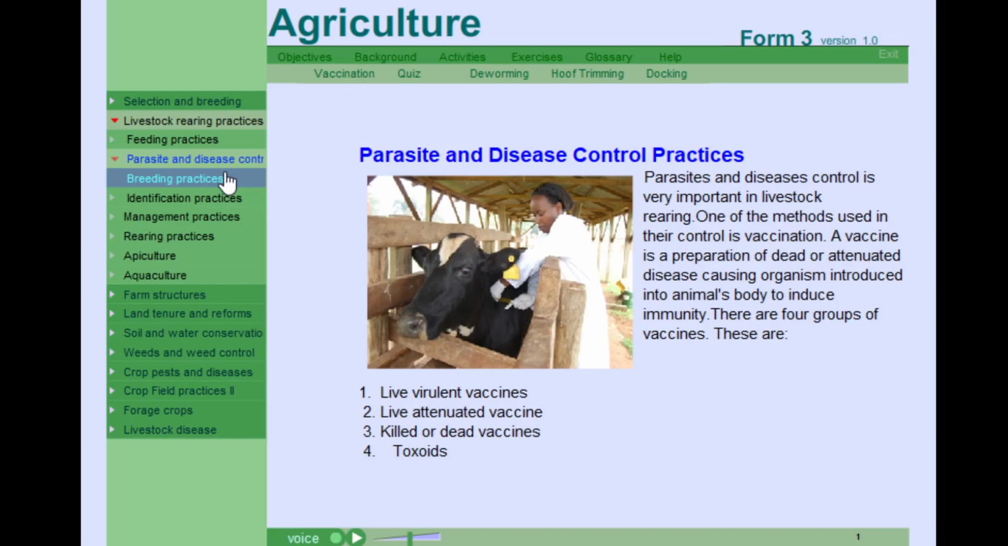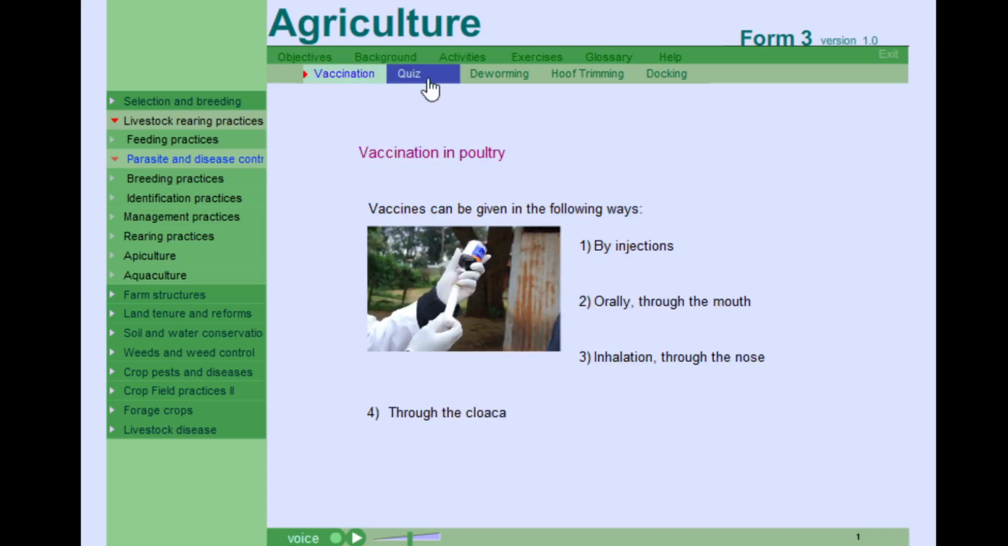There are 4 groups of vaccines. These are live virulent vaccines, live attenuated vaccines, killed or dead vaccines, and toxoids. Vaccination in poultry. Vaccines can be given in the following ways: by injections, orally through the mouth, inhalation through the nose, and through the cloaca.